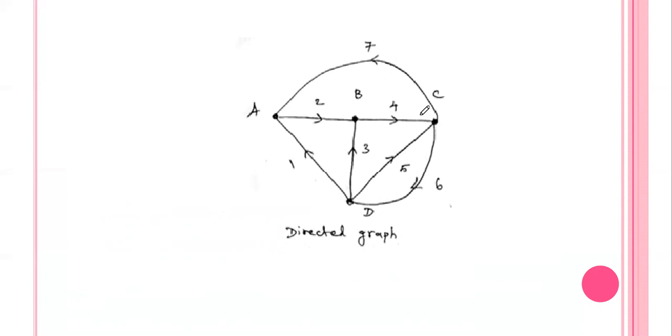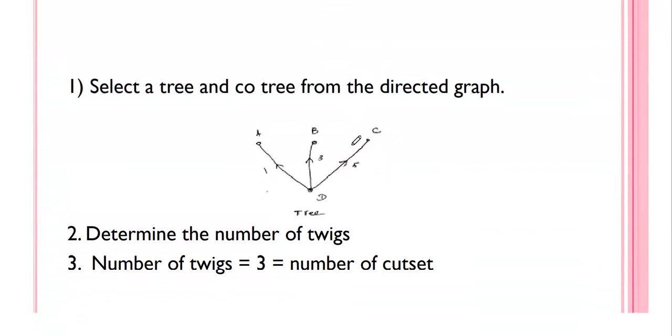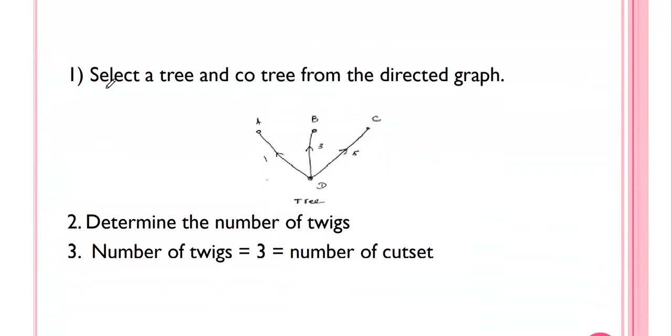First you should know how many nodes are available in our graph. 4 nodes: this is node A, this is node B, this is node C, and this is node D. And how many branches? 7 branches: 1, 2, 3, 4, 5, 6, 7. In each branch the current direction is given. If the current direction is not given, you have to assign any one current direction. So we are going to follow the procedure. The first step, we have to select a tree and co-tree from the directed graph.